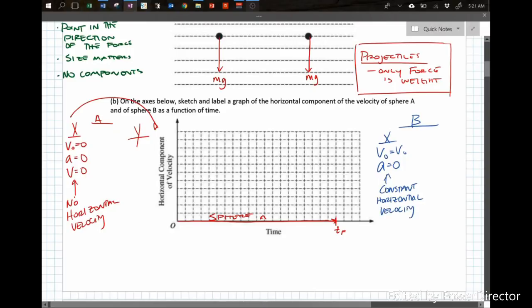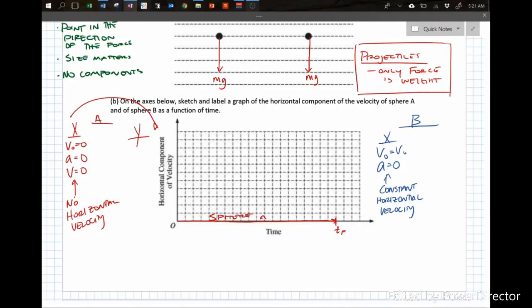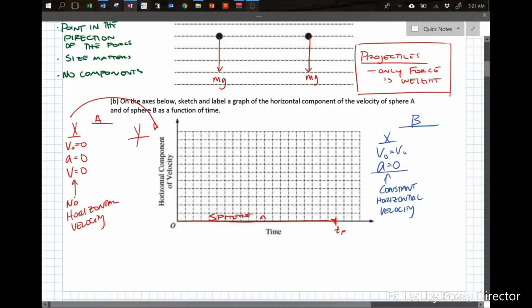So for sphere B, we have constant horizontal velocity, but it's not 0. And my slope should be flat for this whole time. So sphere B has some constant velocity the entire time. Sphere B is going to look like that until we get to T final. That's when they hit the ground. And then we got to label it. That's what's going on for that.